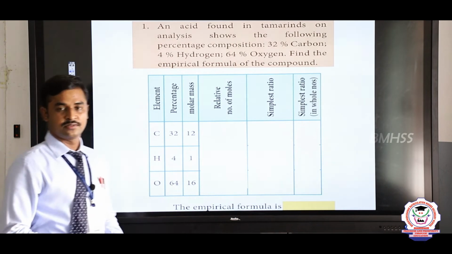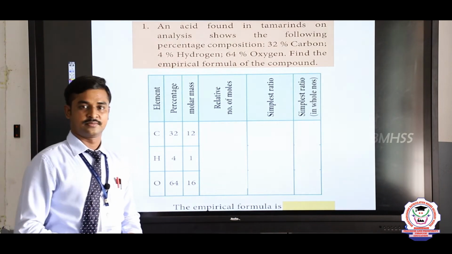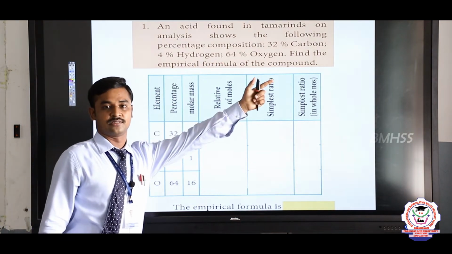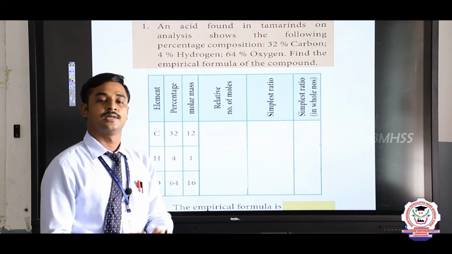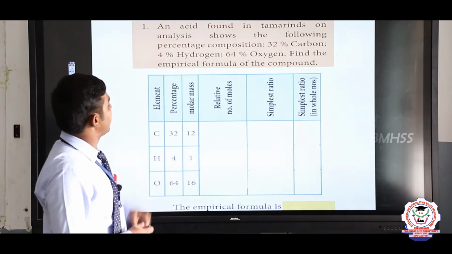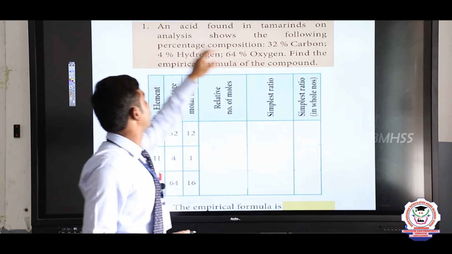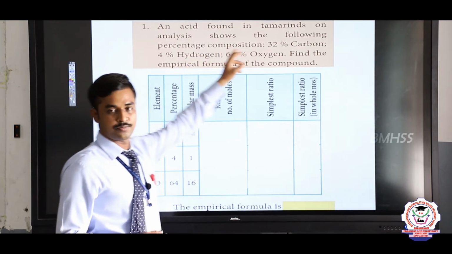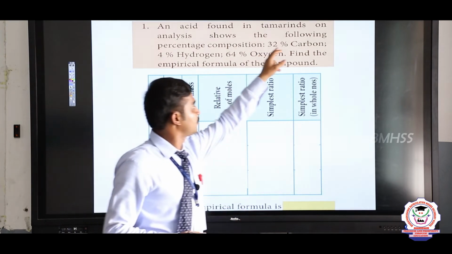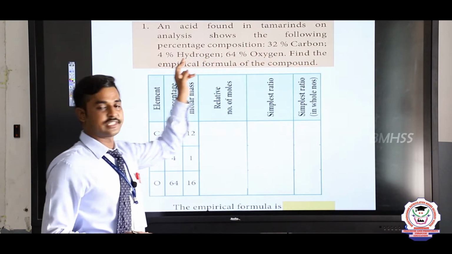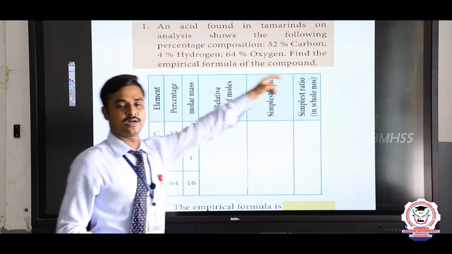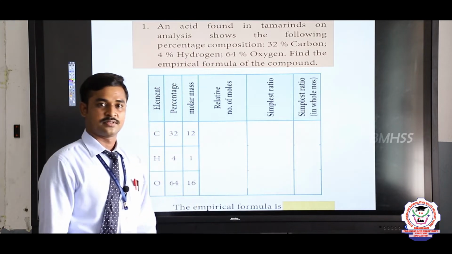It is another example. We need to find the empirical formula. First they give the elements and the percentage present of each element. If a substance contains elements in particular percentages, we can find the empirical formula. See the sum. An acid found in tamarind on analysis shows the following percentage composition: 32% of carbon, 4% of hydrogen, 64% of oxygen. Find the empirical formula of the compound. Do you know how to do it?